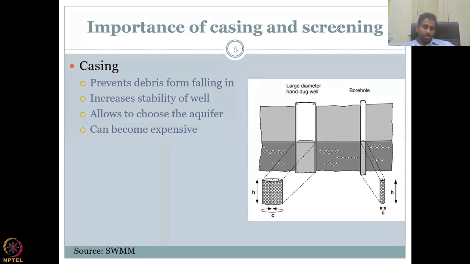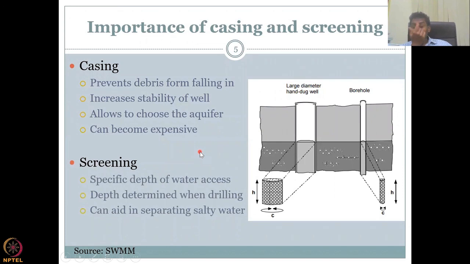Now let's look at screening. Screening also allows you to get into the specific depth of water access. The screening depth is determined during well drilling. So where you put the screen is also very determinant of the water available. For example, even though this whole water is the same water, some people would put the screen here, just to make sure that the top water comes in from the aquifer. I don't want to put it down, because if the water table falls, then all the sand, silt, clay, or sediments will also come in. So you can pick and choose the specific depth of water access, even within an aquifer.